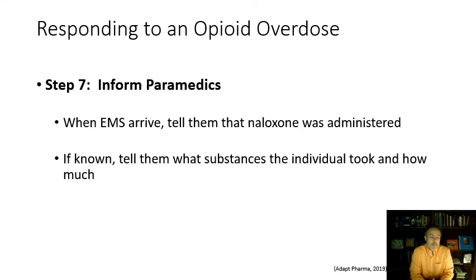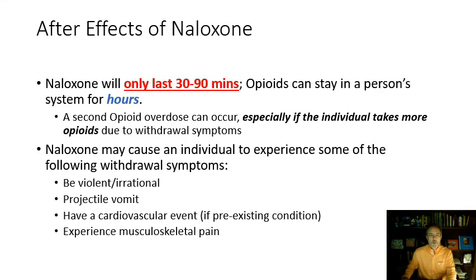Remember, the naloxone itself doesn't really have after effects, and what you're seeing are manifestations of withdrawal. And naloxone will only last, best case scenario, 30 to 90 minutes. Opioids can stay in a person's system for hours. A second opioid overdose can occur, especially if the individual takes more opioids due to withdrawal symptoms. Naloxone may cause an individual to experience some of the following withdrawal symptoms. They might be violent or irrational, projectile vomit, have a cardiovascular event if they have underlying pre-existing heart conditions, or experience intense musculoskeletal pain.